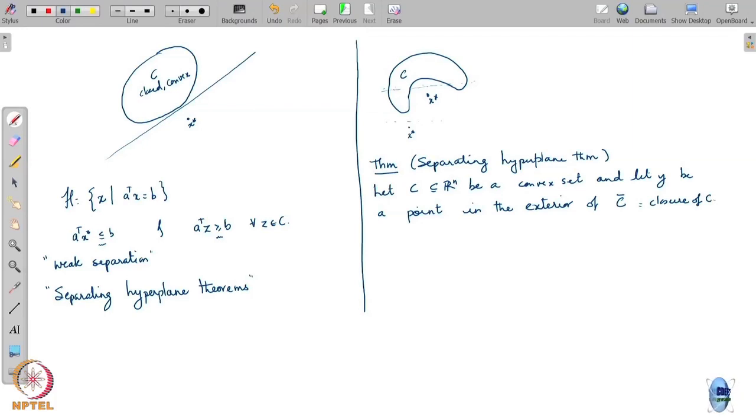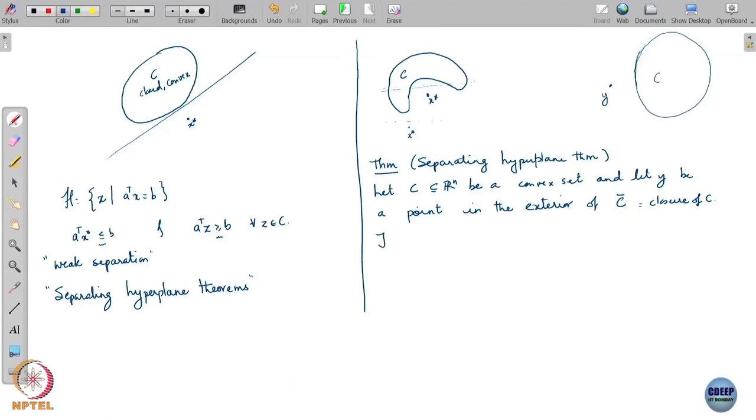So, I am allowing the set to be not closed, but let us take the closure of the set and then consider a point y that lies outside it. So, here you have a set C which is probably not closed, but then you take its closure, the closure is also a convex set, and then you take a point y that lies outside the closure.